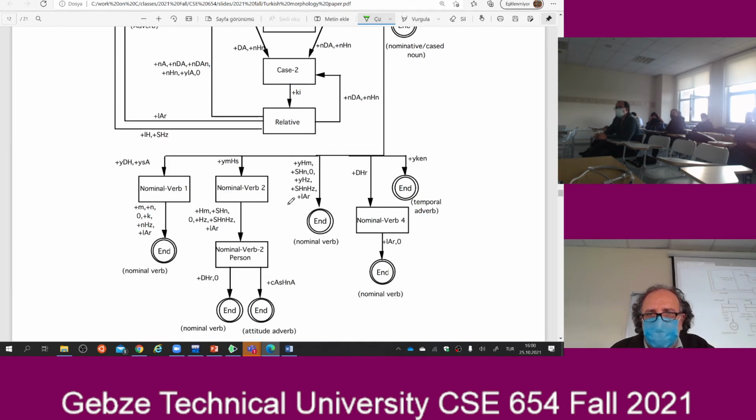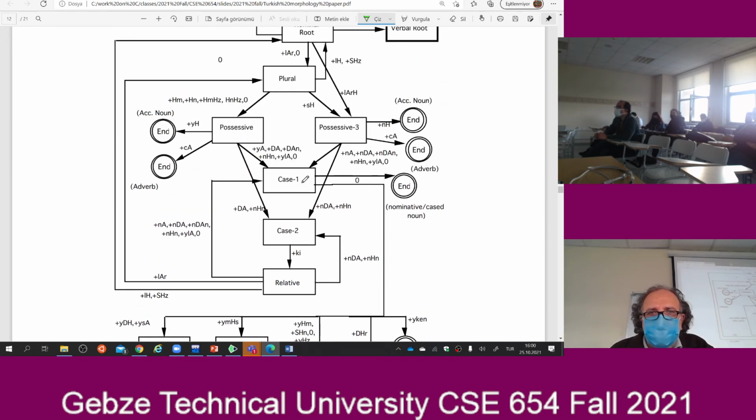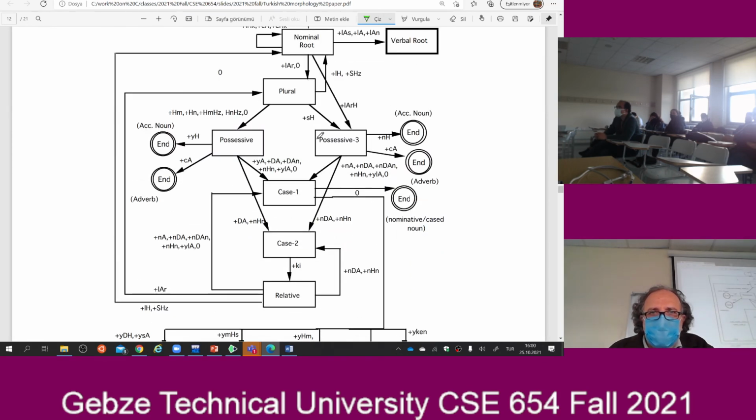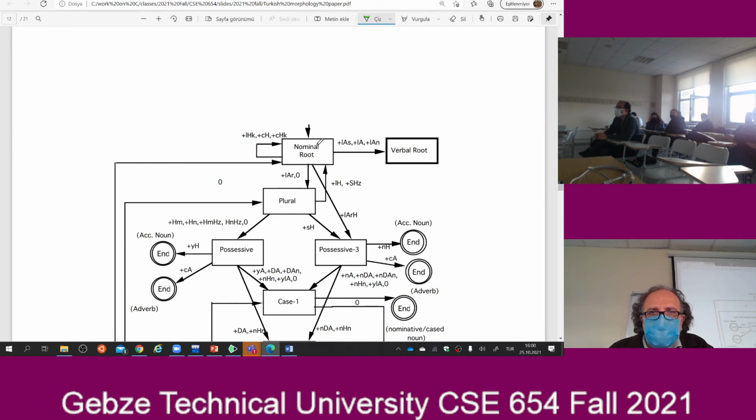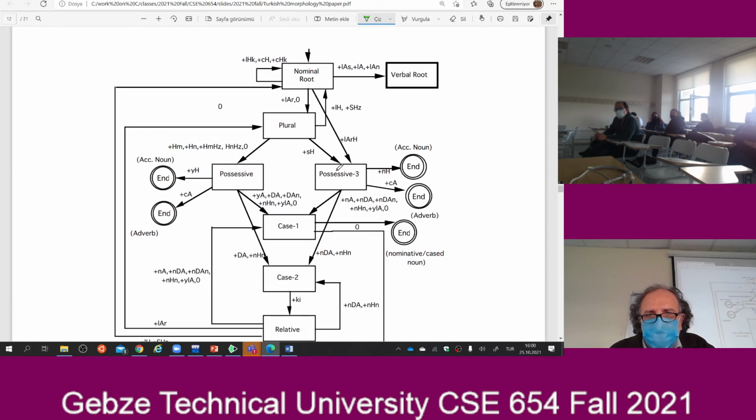What else do we have? Yeah, we have temporal adverb. How do I come to this one? Something noun, from case 1, sabah. Why does that become sabahları? Where do I come to this one?